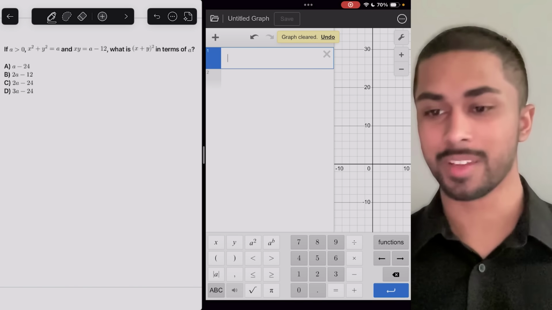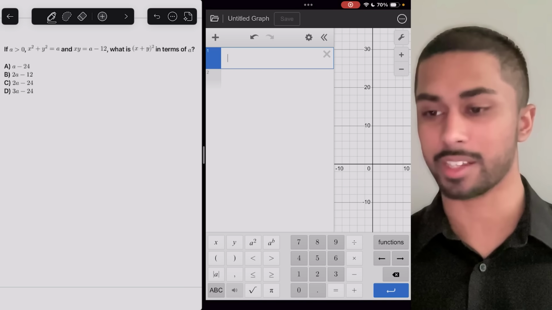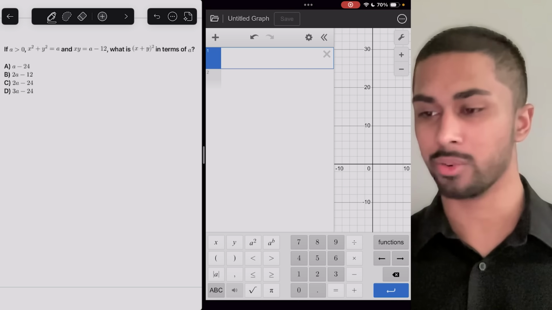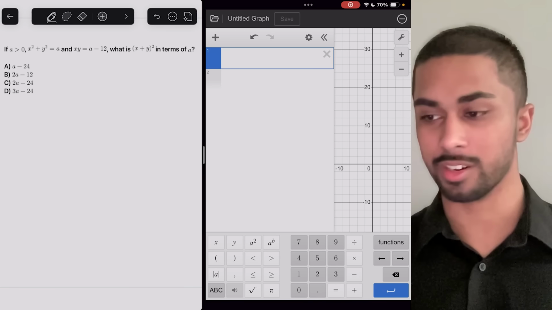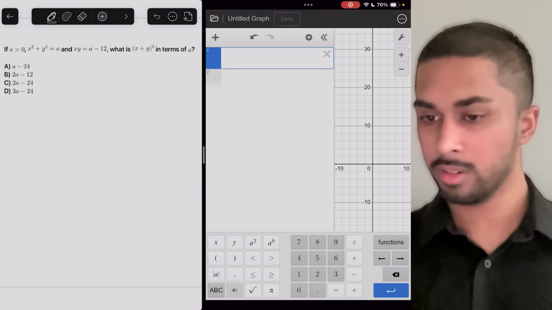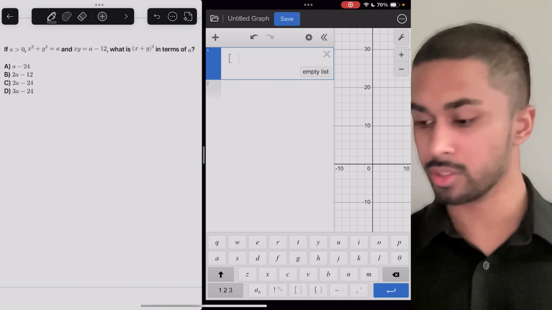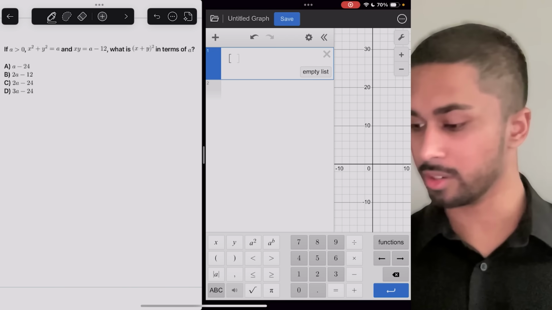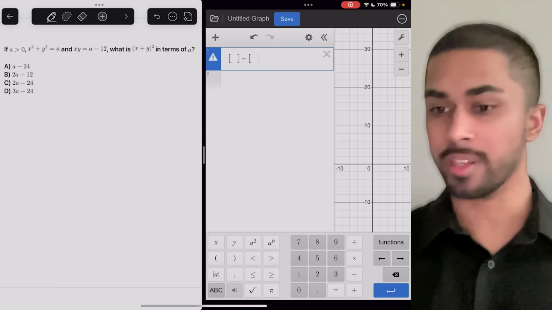All right. If a is greater than 0, x squared plus y squared equals a, and xy equals a minus 12, what is x plus y whole squared in terms of a? We get these four. Again, we're using the list one more time. So we're doing a pretty similar question to last time in terms of we're using the list.